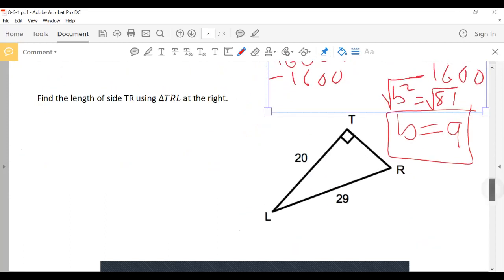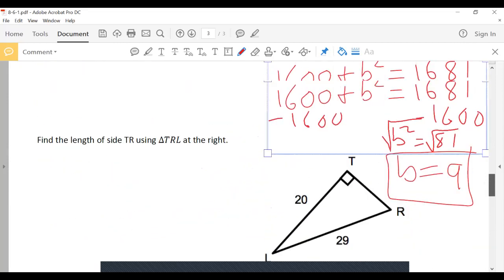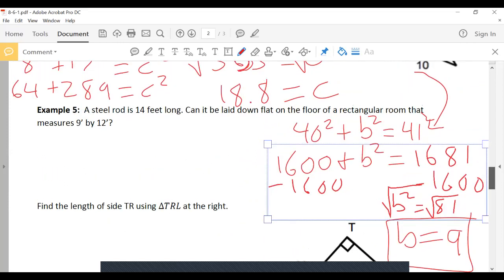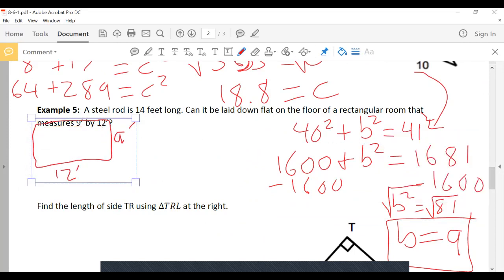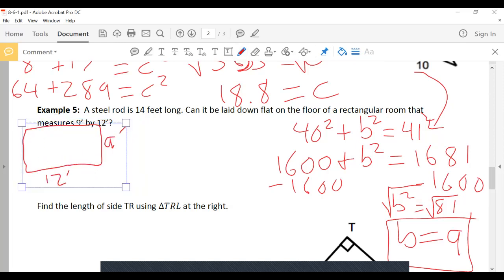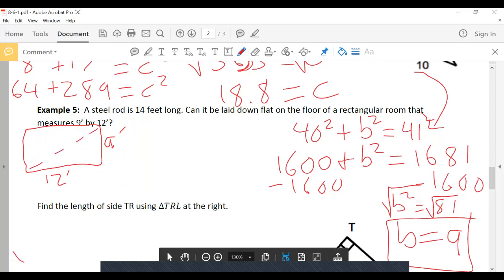Oops. Oh, goodness. What have I done? Okay. Here we go. A steel rod is 14 feet long. Can it be laid down flat on a floor of a rectangular room that measures 9 feet by 12 feet? This rectangle is 9 by 12. So they're asking, could this rod fit right here? Basically asking, is that hypotenuse longer than 14 feet? That's really what they're asking.